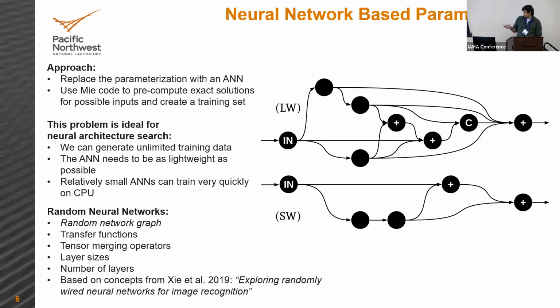But more interestingly, based on this paper that's cited down the bottom of this slide, we decided to randomize the network graphs as well. So the ways that the layers are connected. And these diagrams show a couple of examples where each of those dots is a layer in a neural network.